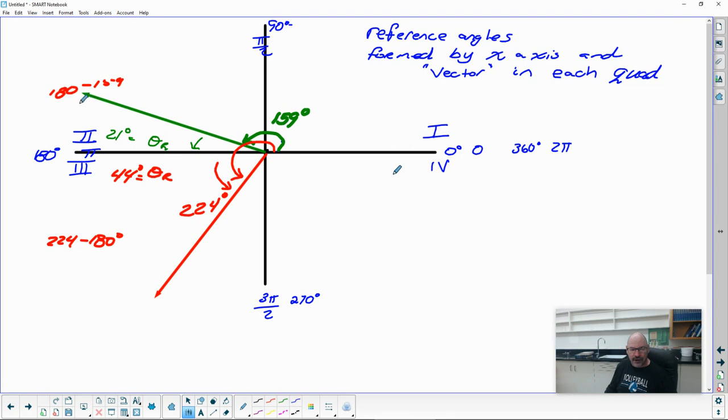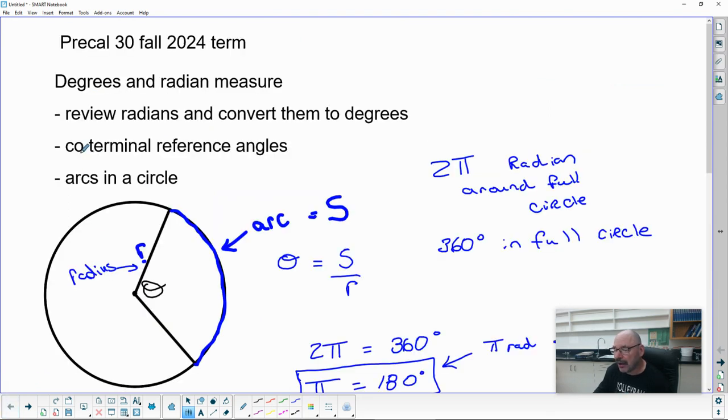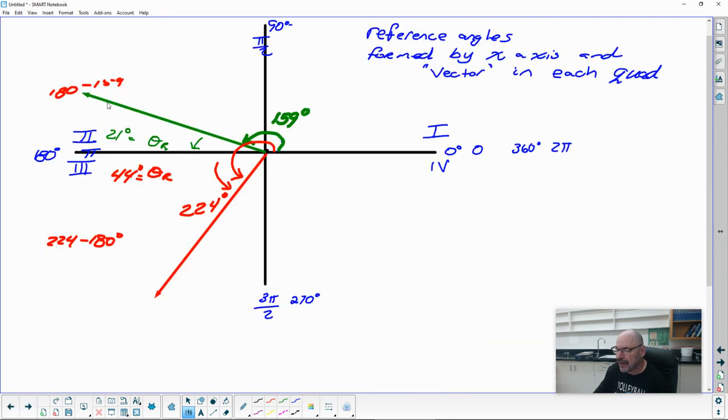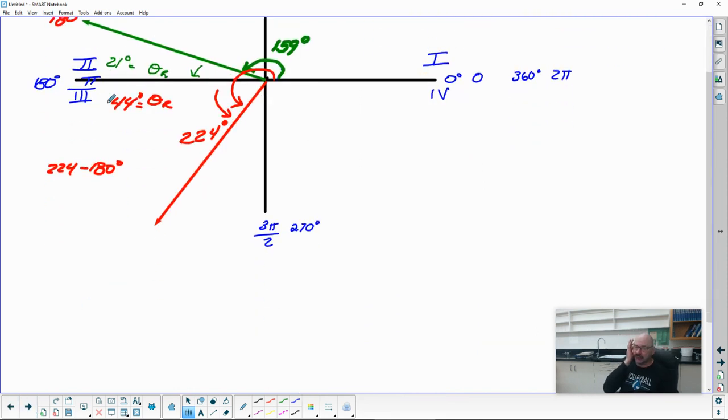So our last and final thing for today, if we look back at our outline here at the beginning. Okay, we did the coterminal angle and the reference angles. Arcs in a circle is what we'll look at in our final area. And then I'll give you some practice you can work on.